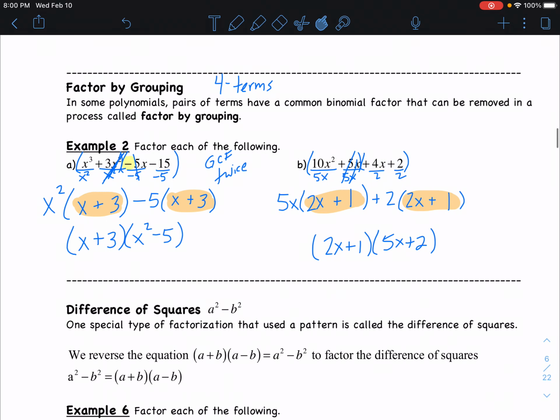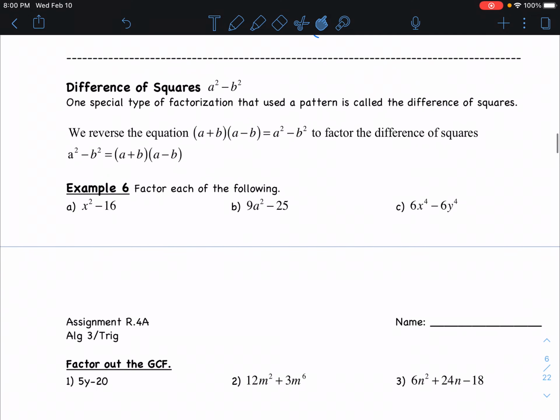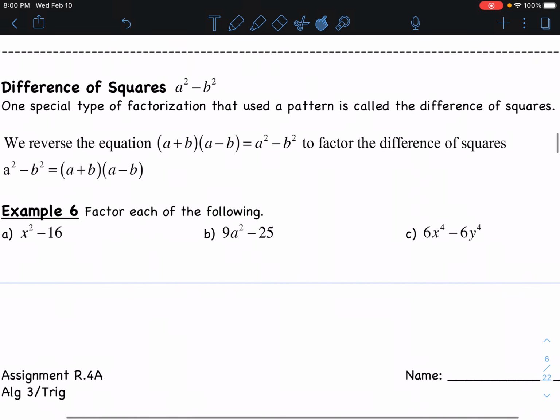Okay, next up, the third and final way of factoring of the day is difference of squares. You will notice that all of these problems that you see here each have two terms, or they are binomials. They must have a minus sign in between. So this is a special type of factorization that uses a pattern called the difference of squares. You'll notice that in order to be a difference of squares, they have to be numbers that are squares or square rootable numbers.